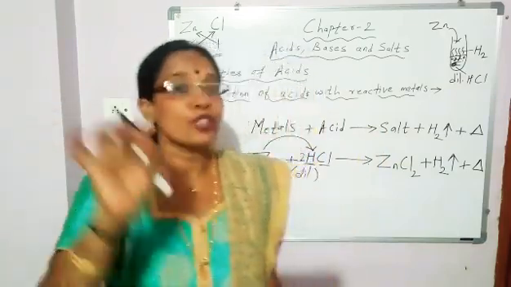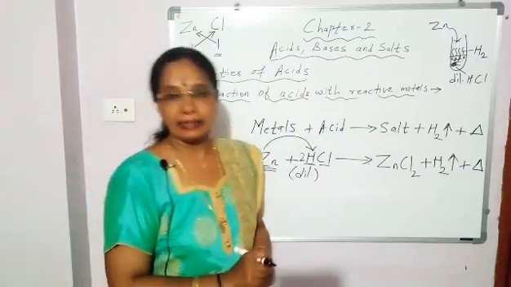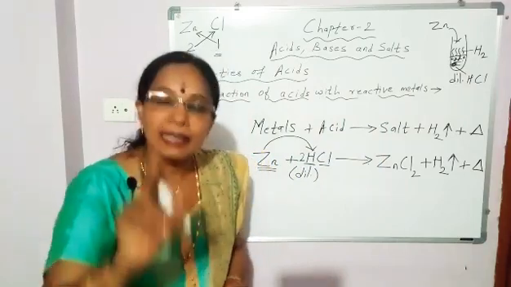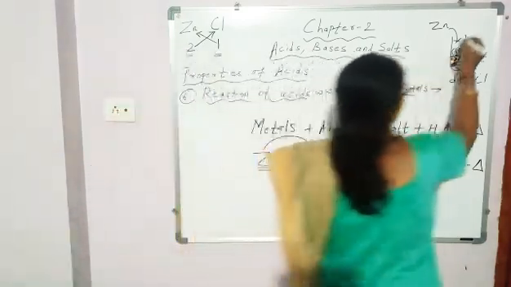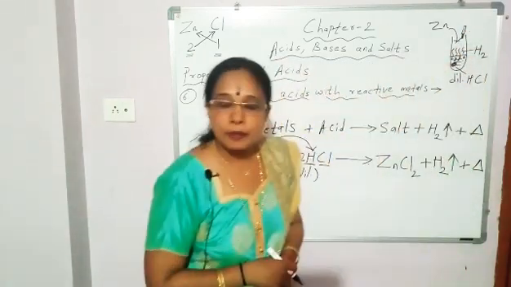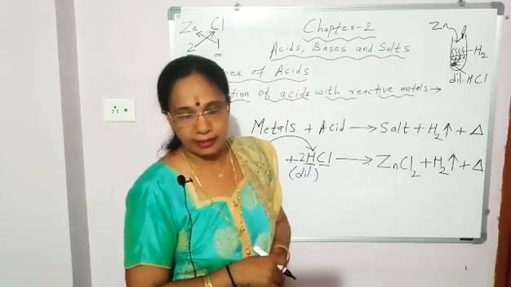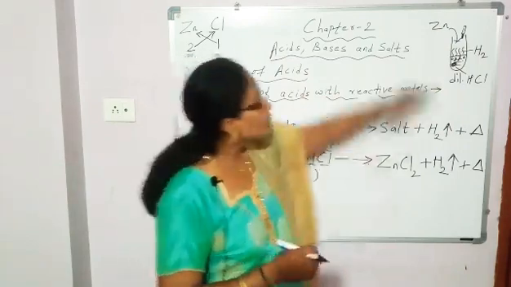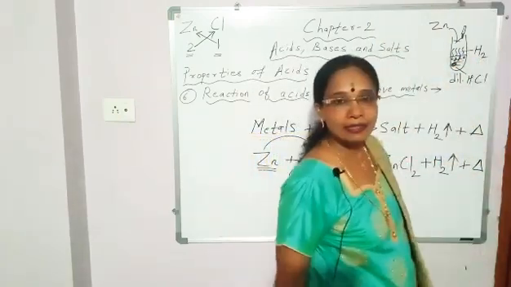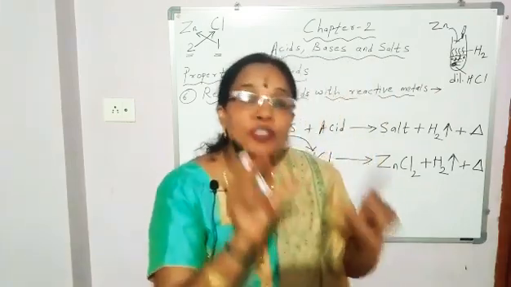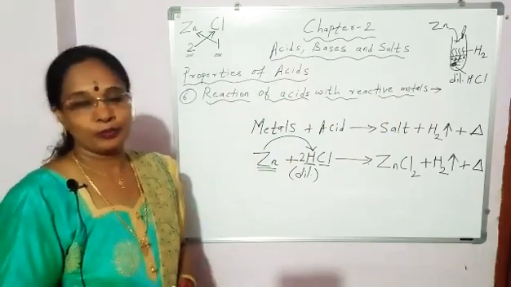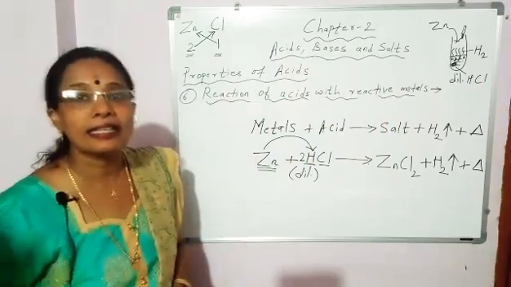To test hydrogen gas, bring a burning splinter. It can be a burning candle or a burning matchstick to the mouth of the test tube. If the gas evolved is hydrogen gas, it will burn with a pop sound. Hydrogen gas burns with a pop sound. So this is the test for hydrogen gas.